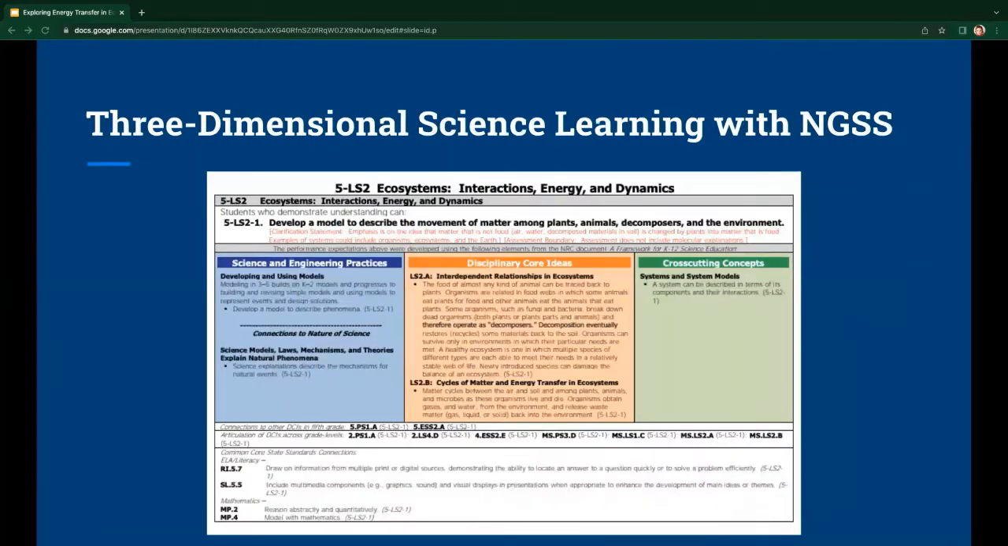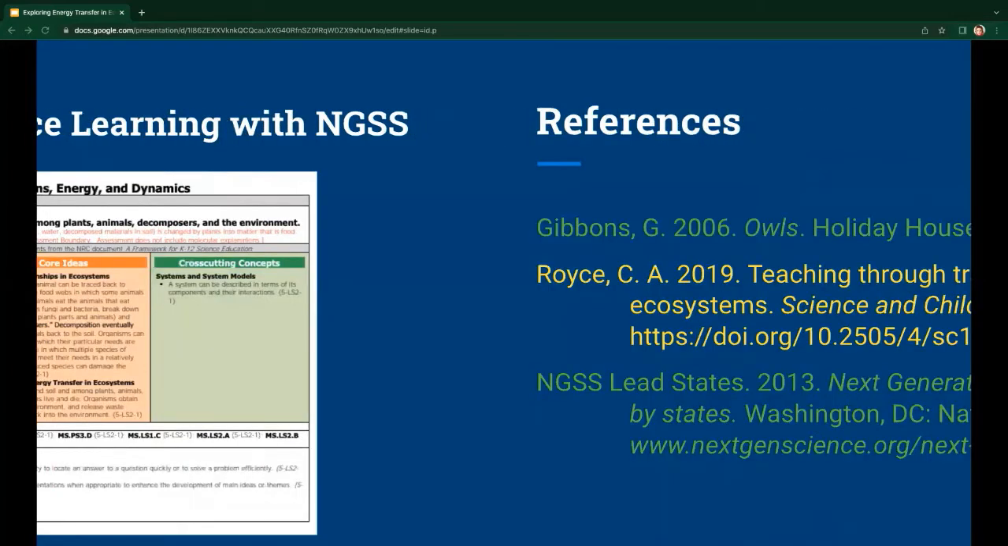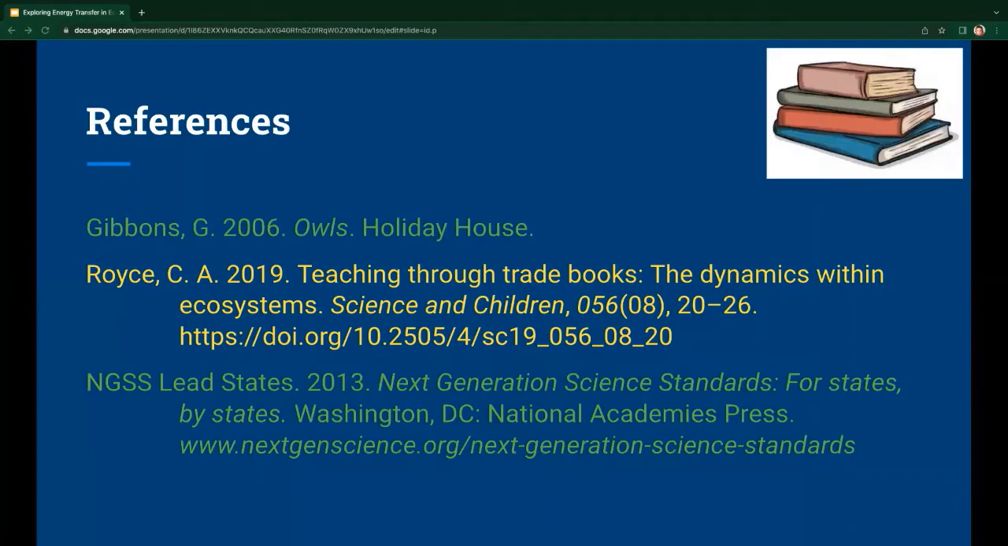The second performance expectation addressed, a life science standard, states that students who demonstrate understanding can develop a model to describe the movement of matter among plants, animals, decomposers, and the environment. Satisfying this performance expectation also allows students to delve deeper into an understanding of the cross-cutting concept, systems and system models. I hope that you will engage in this series of lessons with your students during the upcoming academic year.